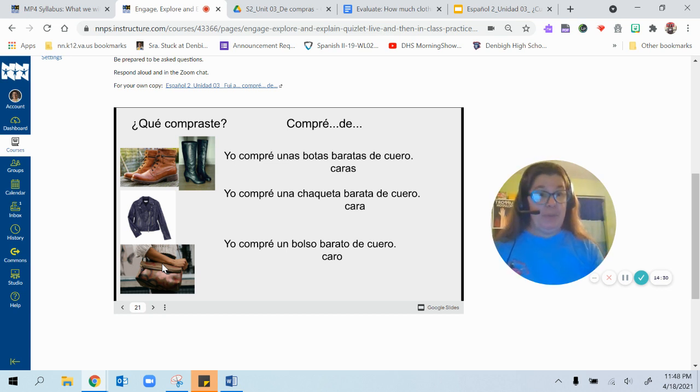I hope you're practicing repeating. Compré unas botas baratas de cuero. Compré unas botas caras de cuero. Notice they're unas botas, so it's baratas or caras. It's una chaqueta, so it's barata or cara. It's un bolso, so it's barato o caro. Una chaqueta barata. Una chaqueta cara. Un bolso barato de cuero. Un bolso caro de cuero.